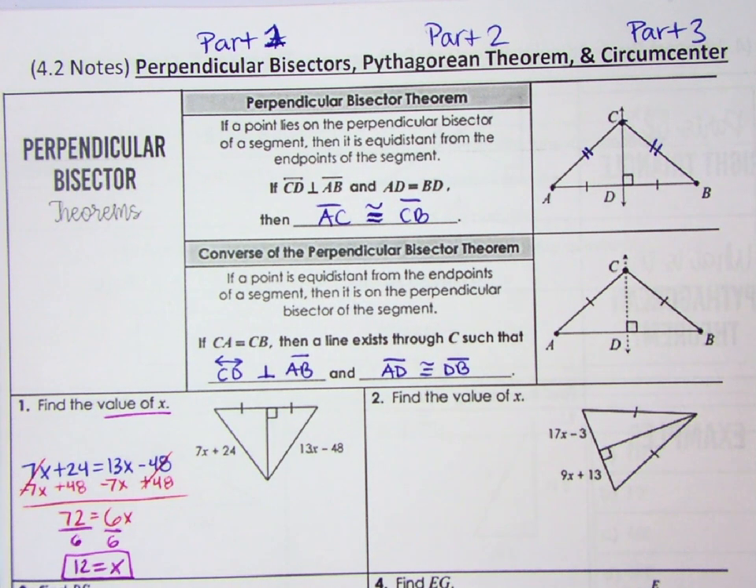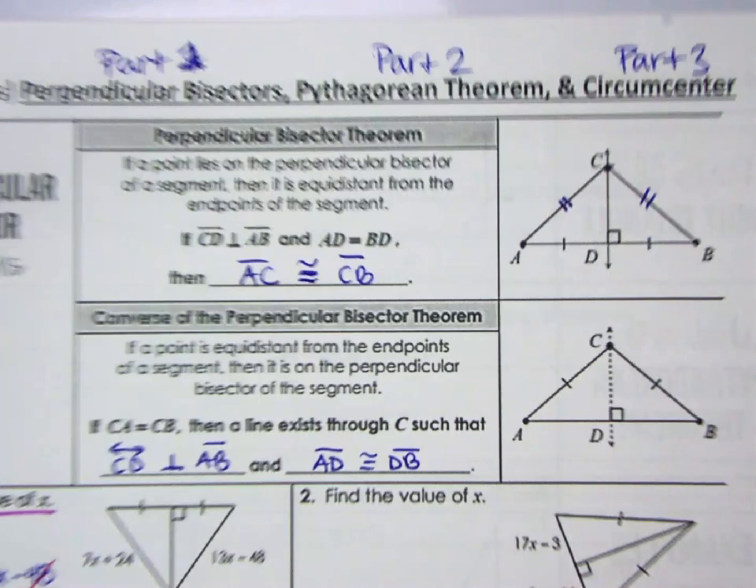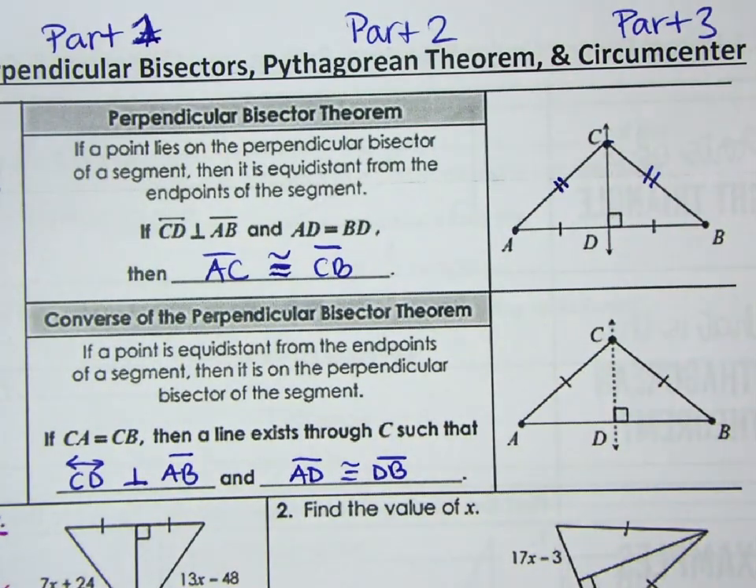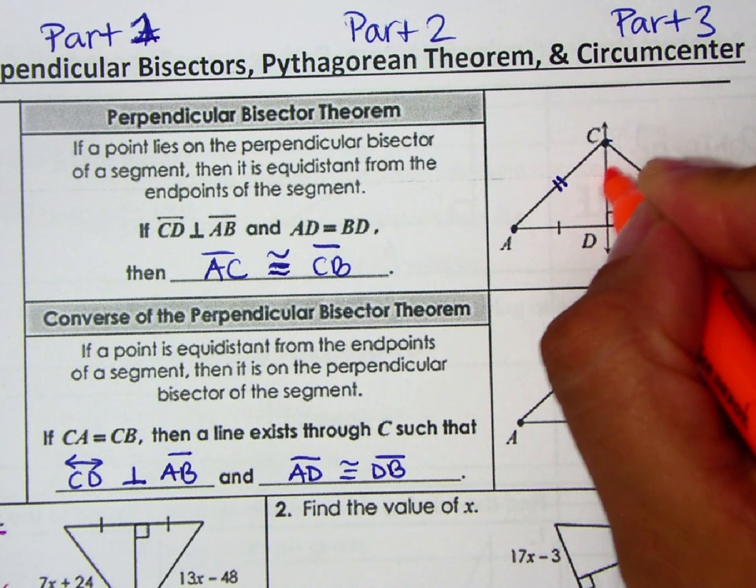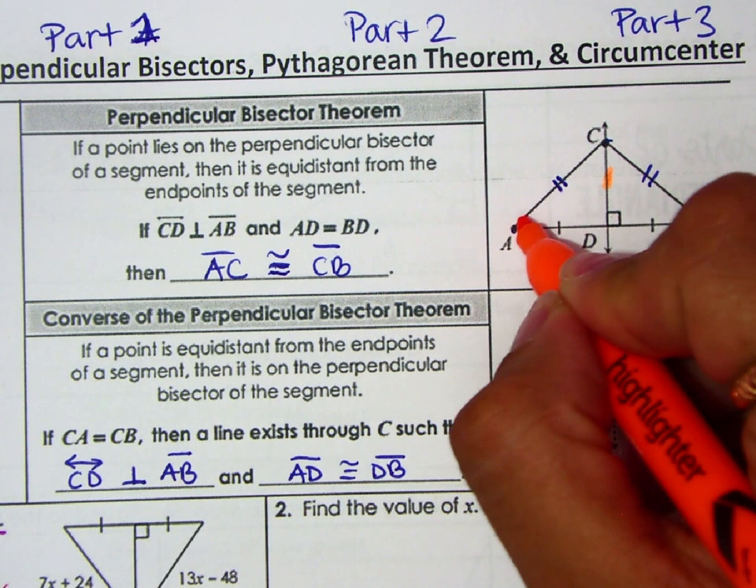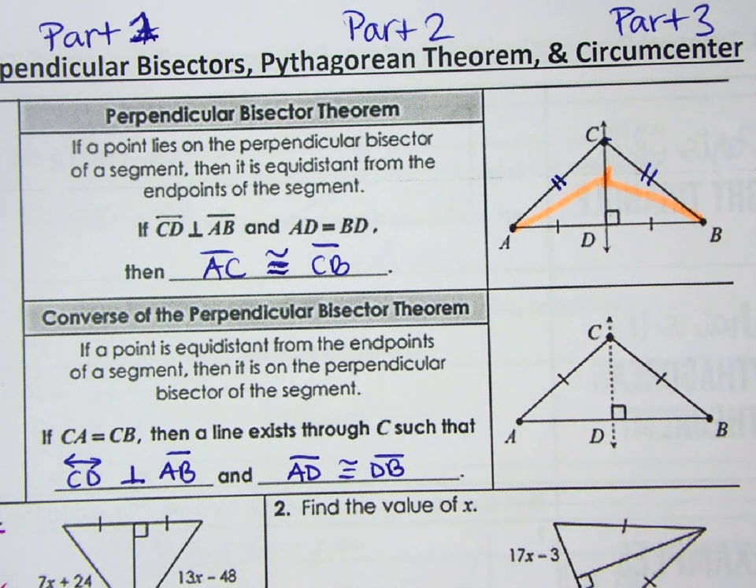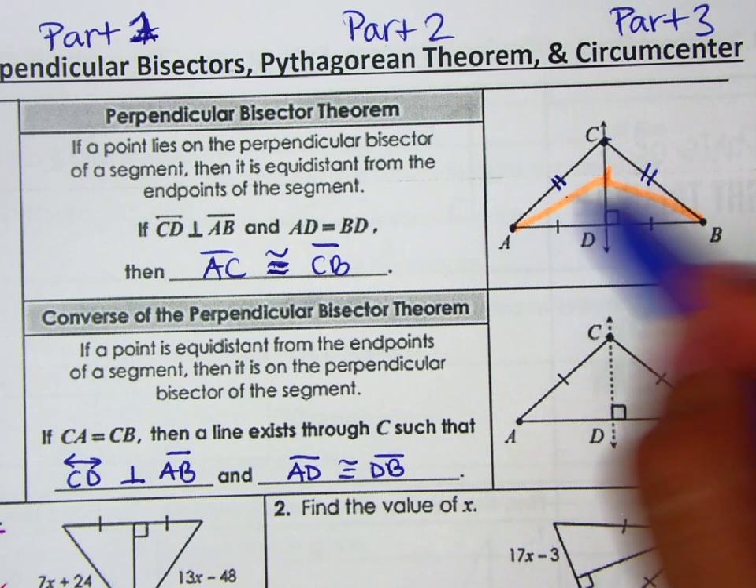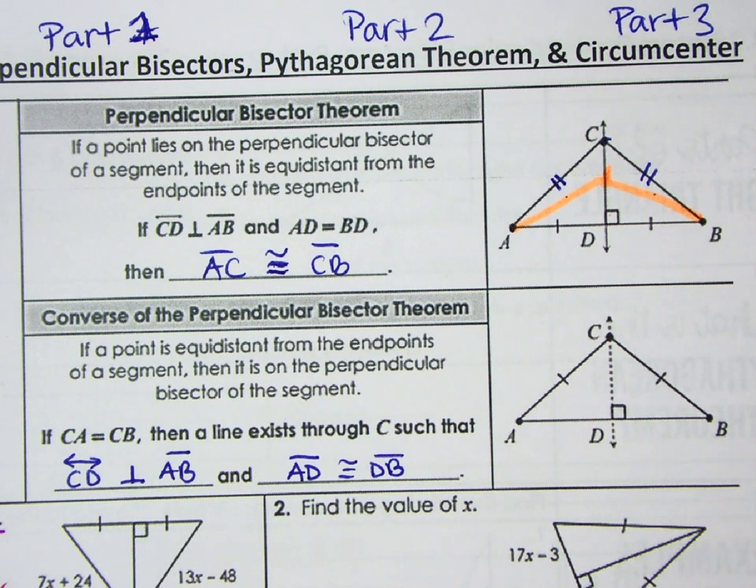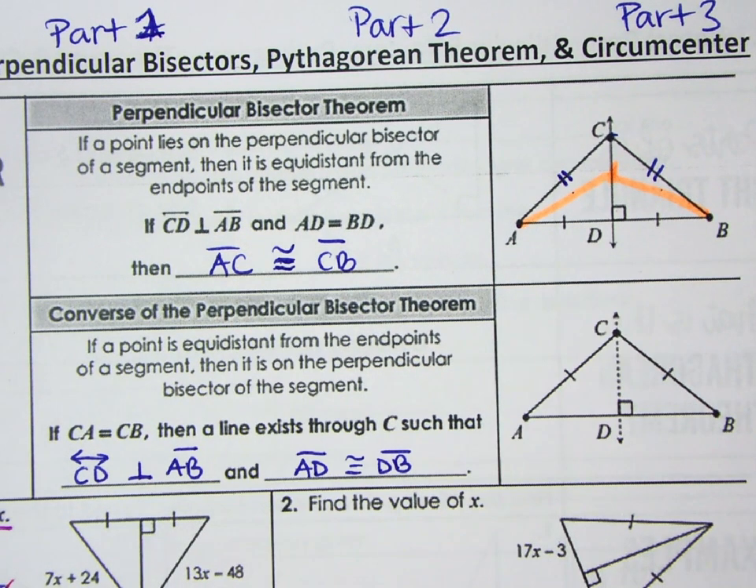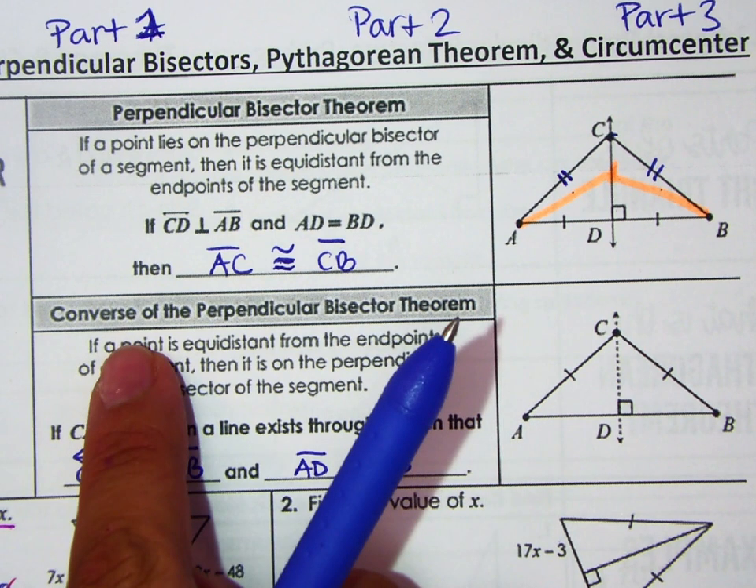This means any point. So if I look at any point, let me use a highlighter. If I select any point on that perpendicular bisector and I compare it to the endpoints, it creates an isosceles triangle. It creates these 2 side lengths equal. So that's what this is stating. The next part is the converse of that.